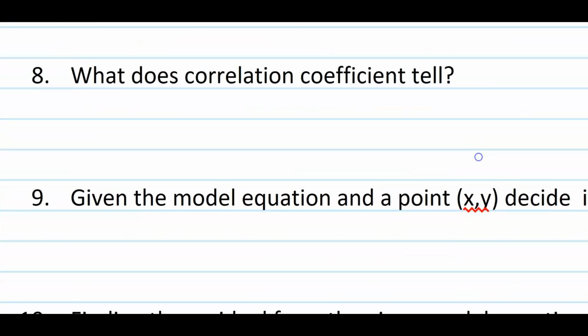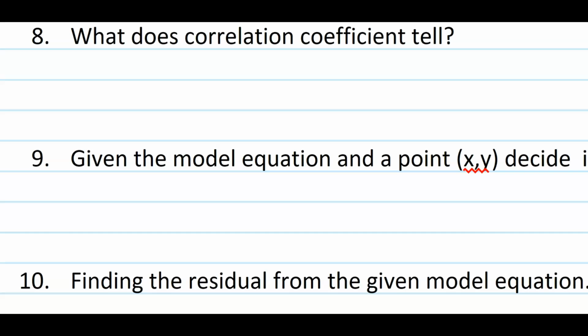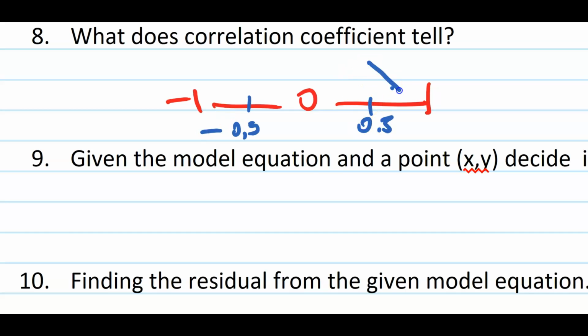Now, this is about Unit 3. Now, three questions about our small chapter. What does the correlation coefficient tell? What does R tell? R tells either strong negative or strong positive, or it is neutral. If R is in this area, that will be strong, meaning an R value greater than 0.5. If the R value is between -1 and -0.5, that will be telling us strong negative.